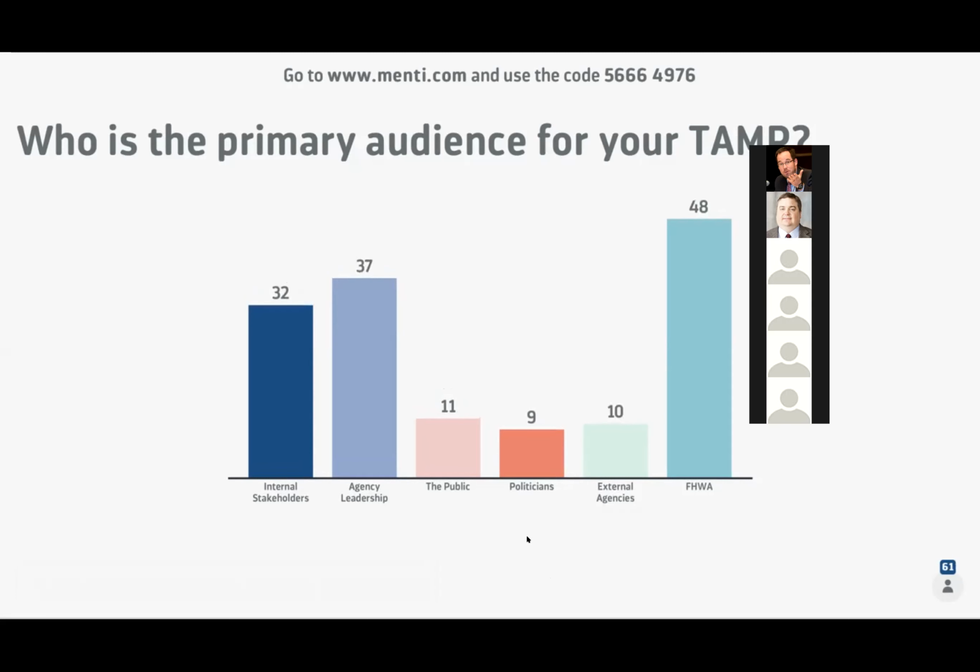So not surprisingly, FHWA is very high on that, but we're also seeing some really high numbers for leadership. And also internal stakeholders, and so that's good to see. And I expect if we're talking FHWA, agency leadership, and also internal stakeholders, it's highly likely that there'd be different types of communication that would be necessary for at least some of those parties. And good to see that some see it as a communication tool for the public as well, and politicians to help educate them. So thank you for that.